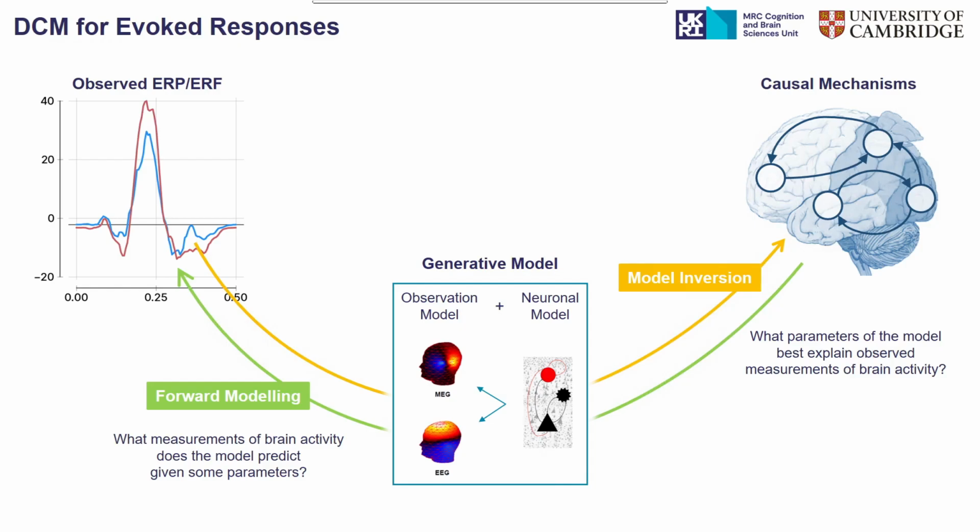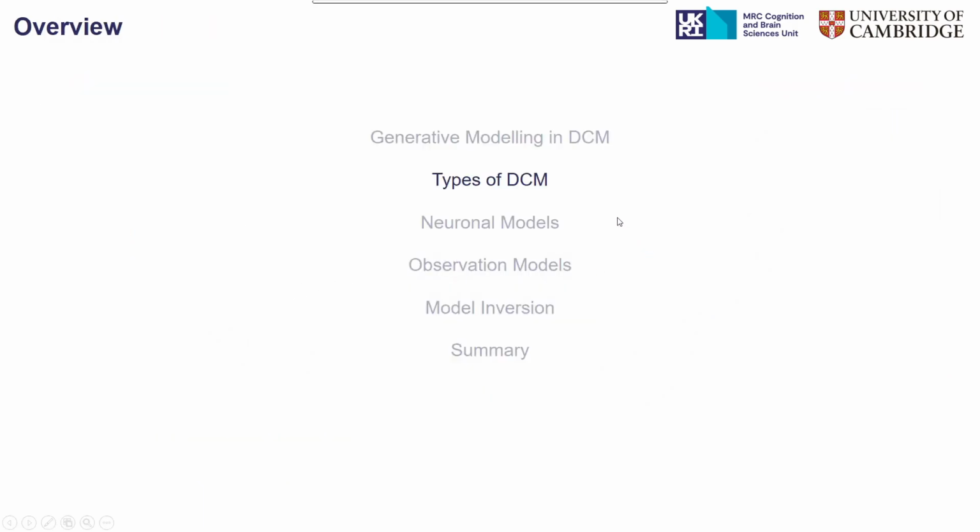In DCM for evoked responses, we are primarily trying to model event-related potentials or fields which are observed at the sensor level, and we have hypotheses about the underlying neuronal architecture responsible for generating these ERPs and ERFs. This is what I'm primarily going to discuss in this talk, but before I do so, I would like to briefly touch upon the various kinds of DCMs out there.